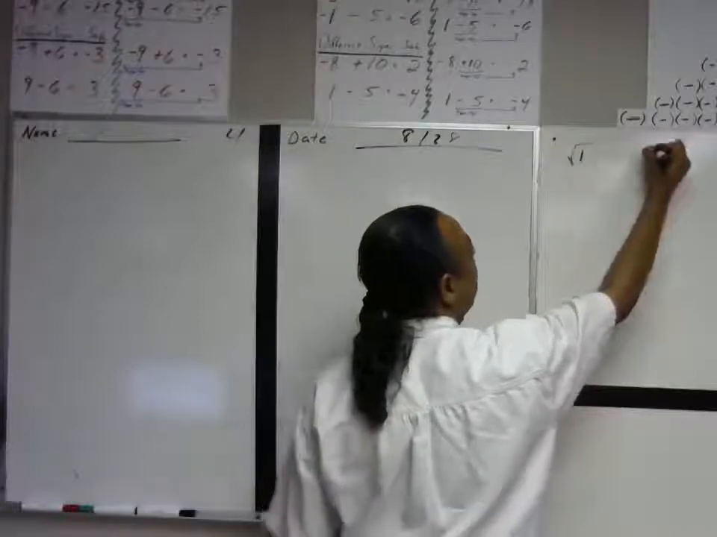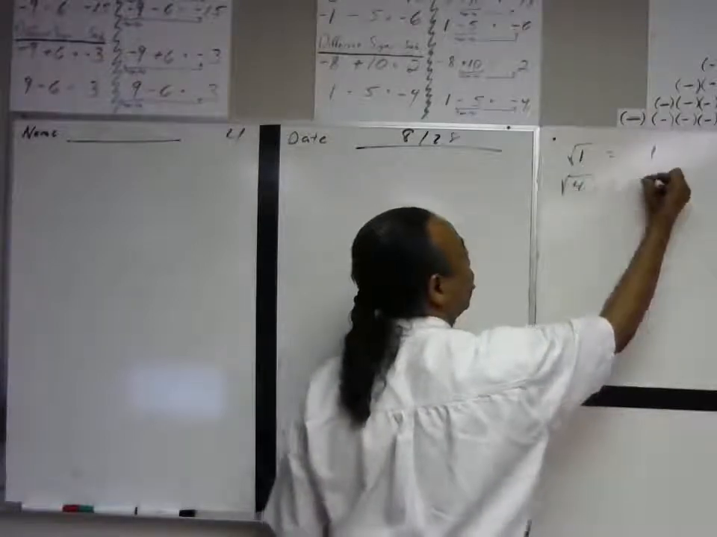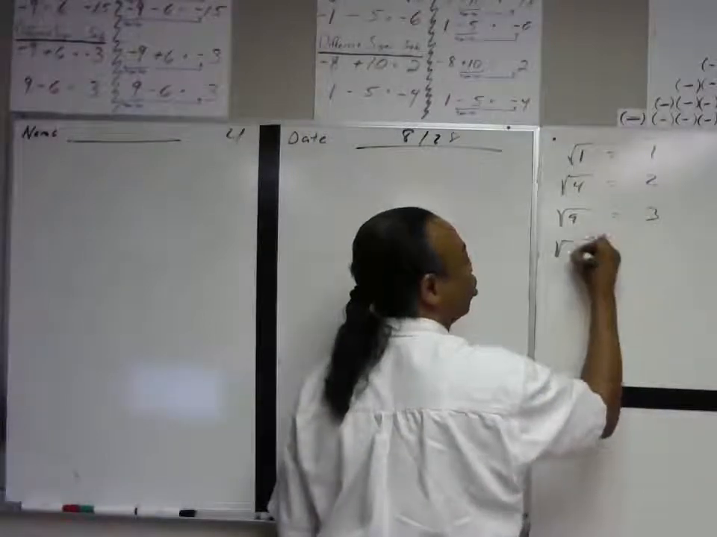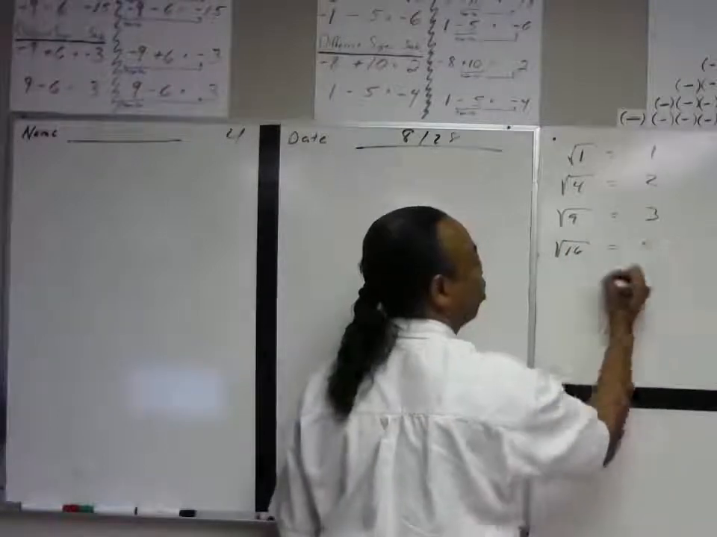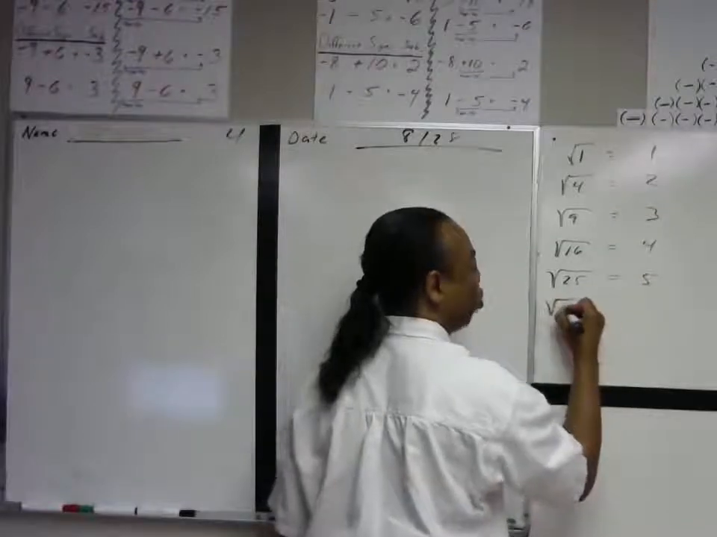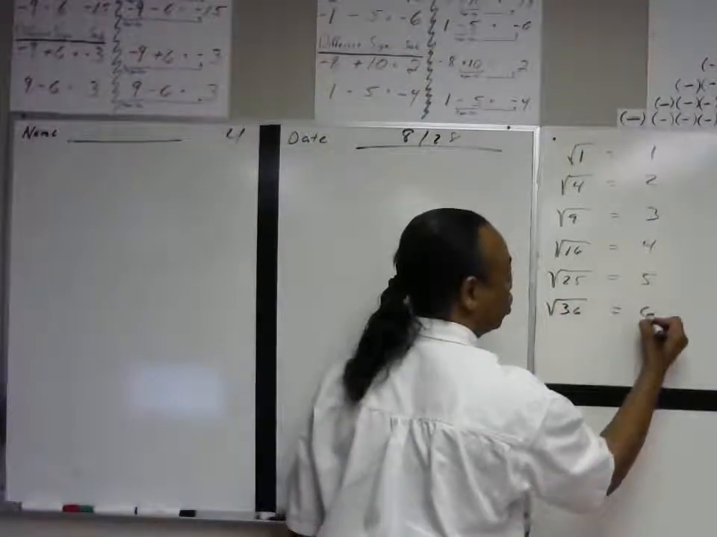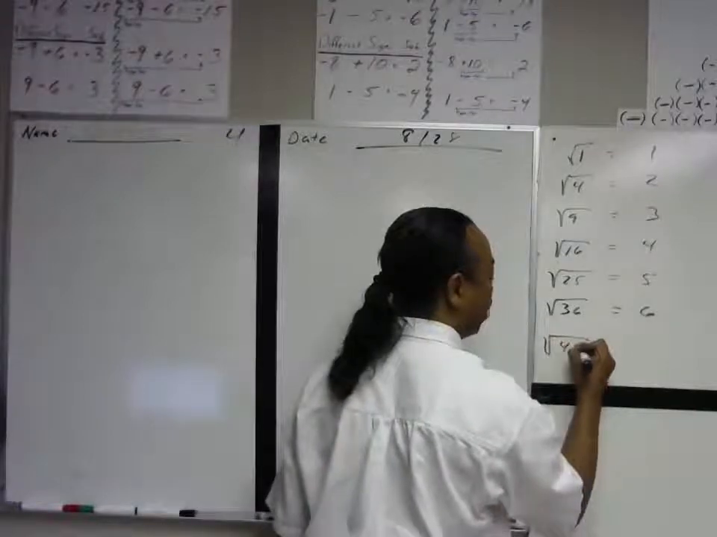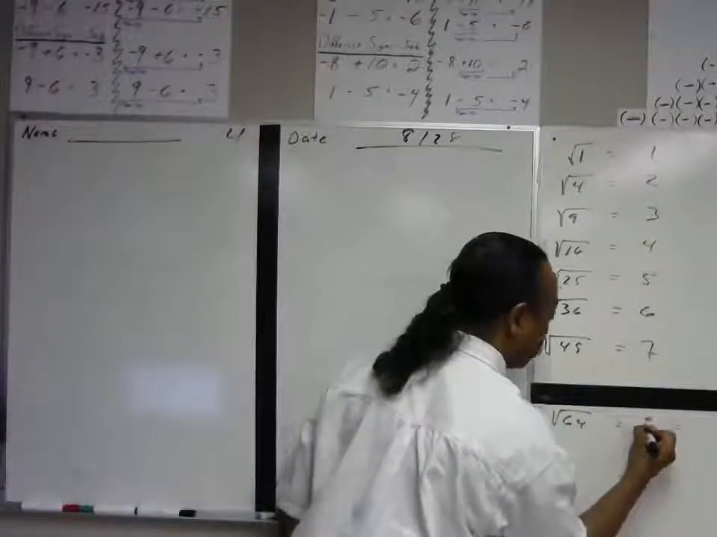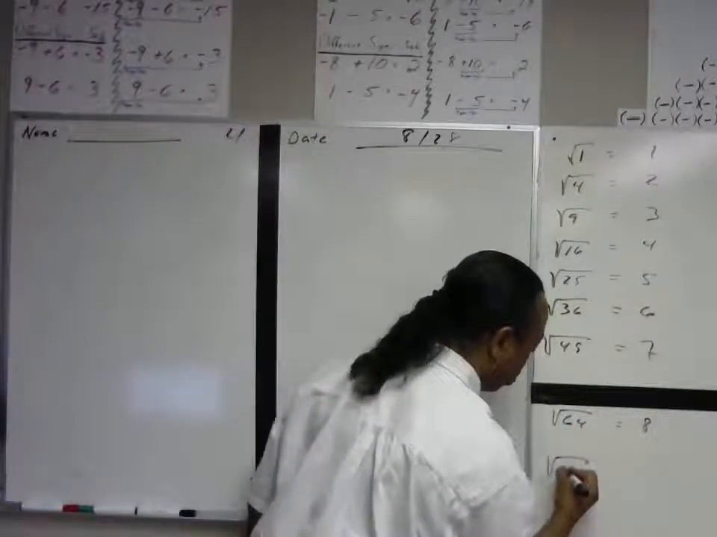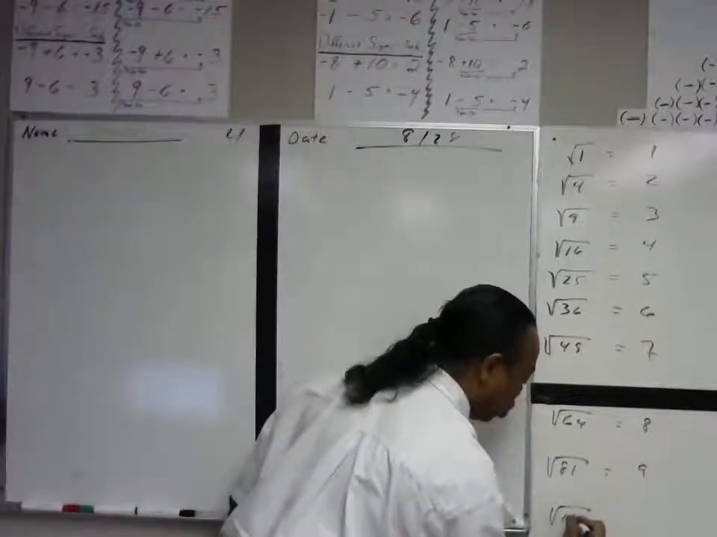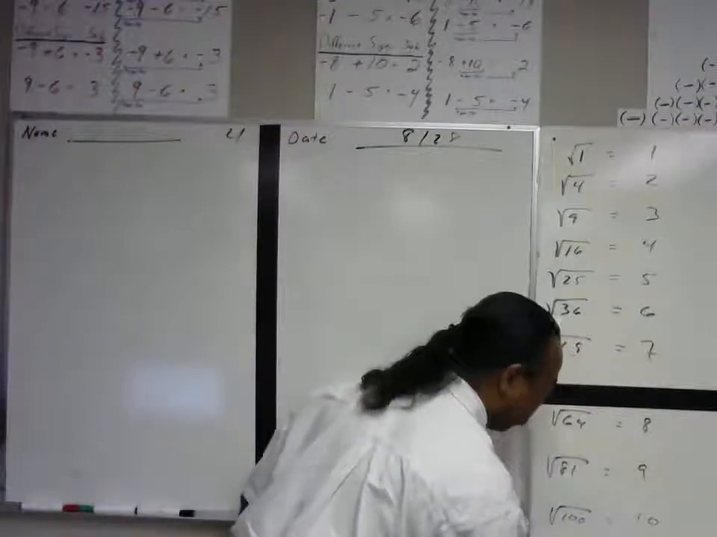Square root of 1 is 1. Square root of 4 is 2. The square root of 9 equals 3. The square root of 16 equals 4. The square root of 25 equals 5. The square root of 36 equals 6. The square root of 49 equals 7. The square root of 64 equals 8. The square root of 81 equals 9. The square root of 100 is 10. And it goes on.